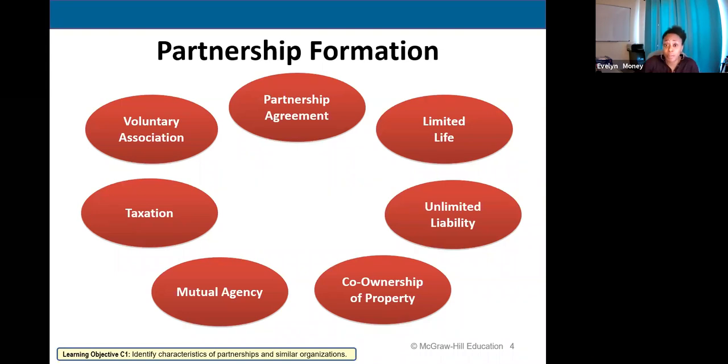Very similar to a sole proprietorship, a partnership does have a limited life. That means when one partner dies or when one partner leaves, then that partnership ends. Yes, the business can continue, but it's organized under a different form. If it's only one partner remaining, then it's reorganized as a sole proprietorship.